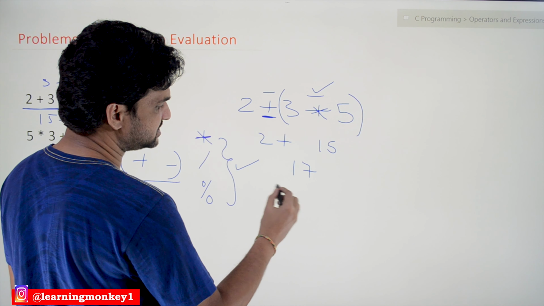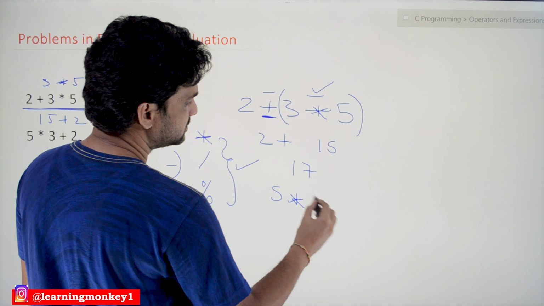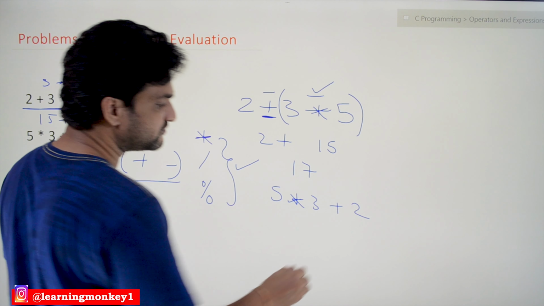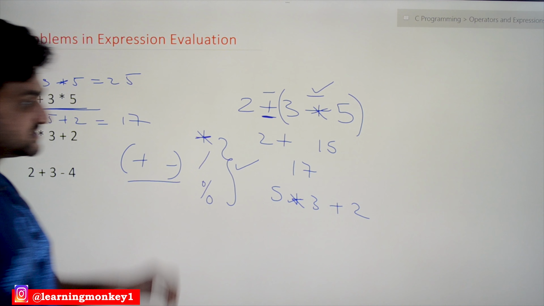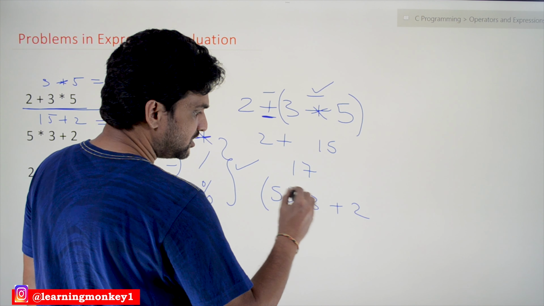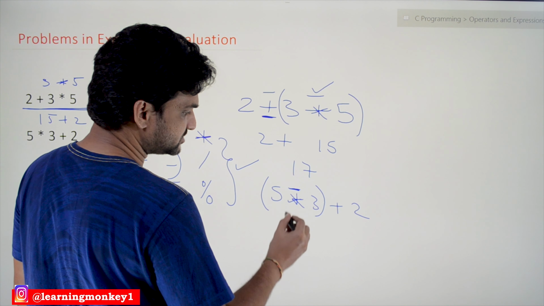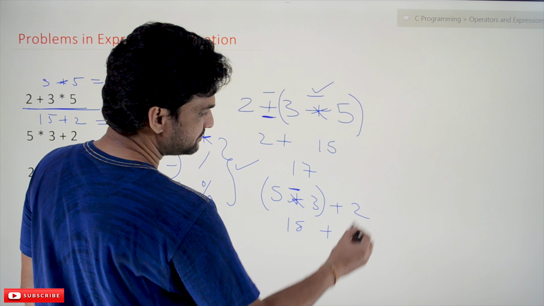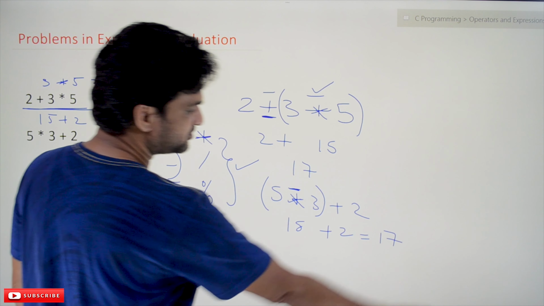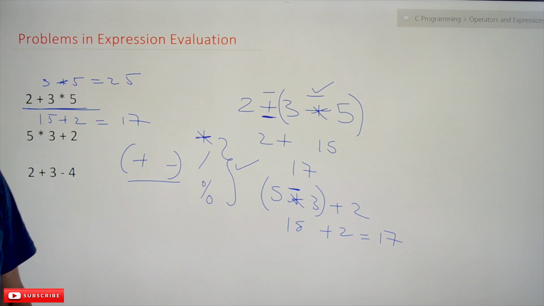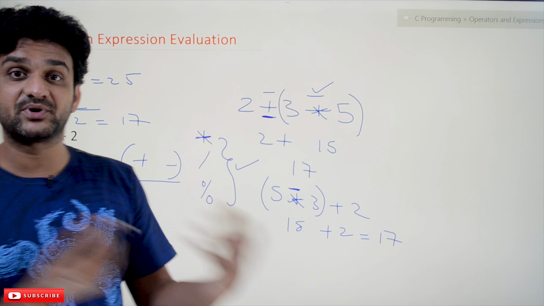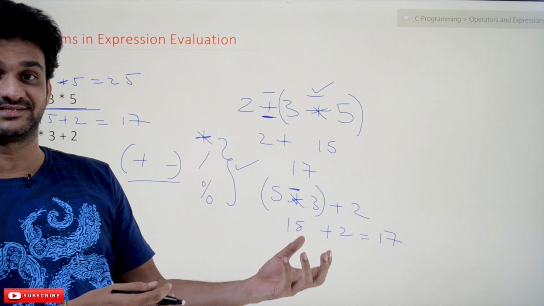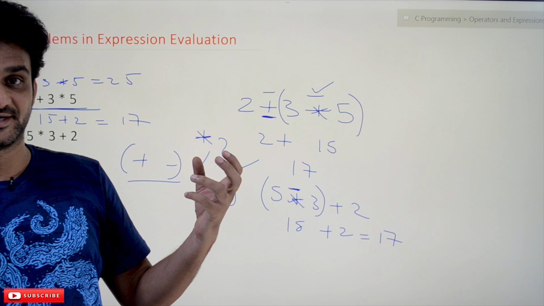If the same expression is given the other way, 3 into 5 plus 2, even now things are going to be executed in the same way. The precedence is given to the multiplicative operator, so it is going to be 15 and plus 2, it is going to generate an output of 17. This is how the expressions will get evaluated and how the C compiler will execute, based on the operators and the precedences that are given for the operators.